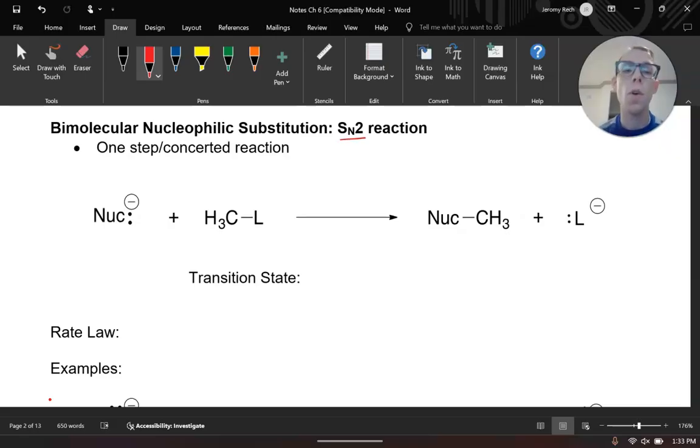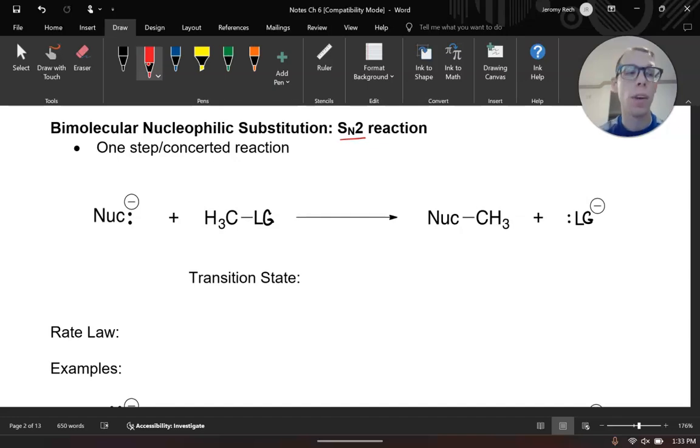Now, the overall reaction scheme is going to look the exact same for both SN1 and SN2, like we talked about in the last video. We're going to have a nucleophile. That nucleophile is going to react with a substrate. That substrate is going to include a leaving group, which we have listed here as L. Sometimes you'll also see me write it out as LG for leaving group. Same thing. There's going to be a reaction where this nucleophile is going to form a bond with your substrate and then kick out the leaving group.